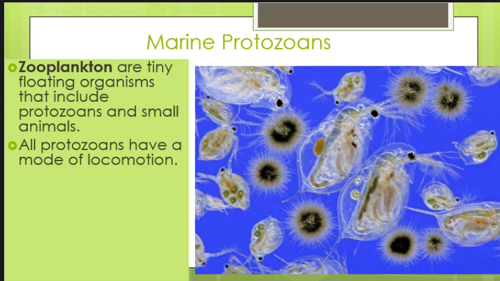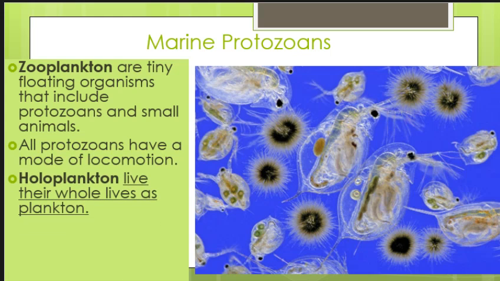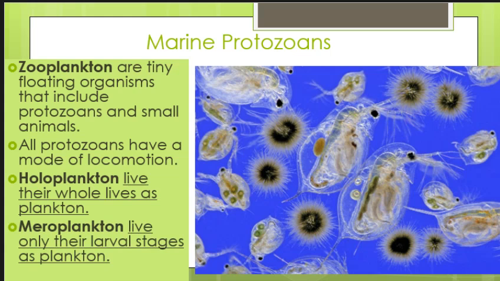All protozoans have a mode of locomotion. That's how they are differentiated. Zooplankton can be holoplankton. If you say it holo, you can remember it means whole, and they live their whole lives as plankton. They're floating from birth to death. And then meroplankton live only in their larval stages as plankton. Those are typically some of the animal creatures, non-protozoans typically. Little crab larvae and even fish larvae to some extent. So mero means part, a part.